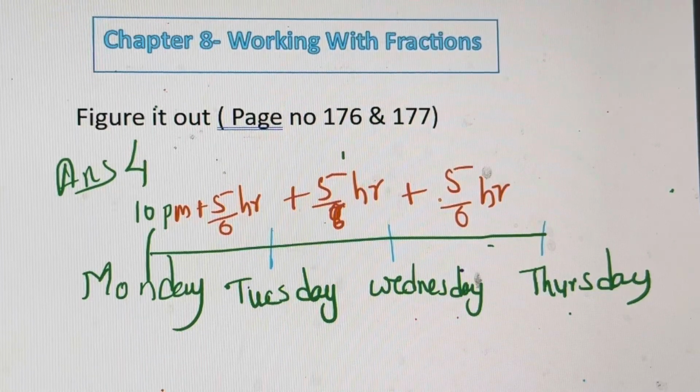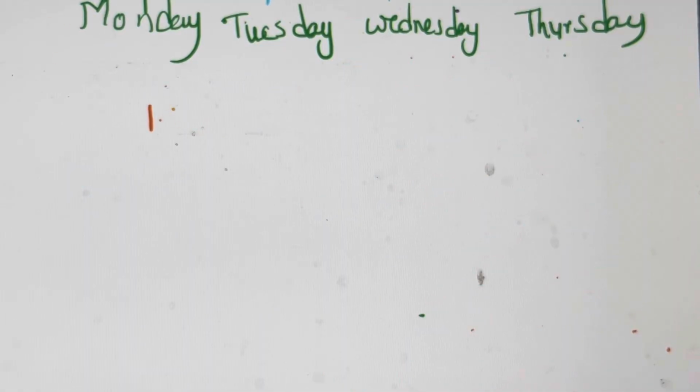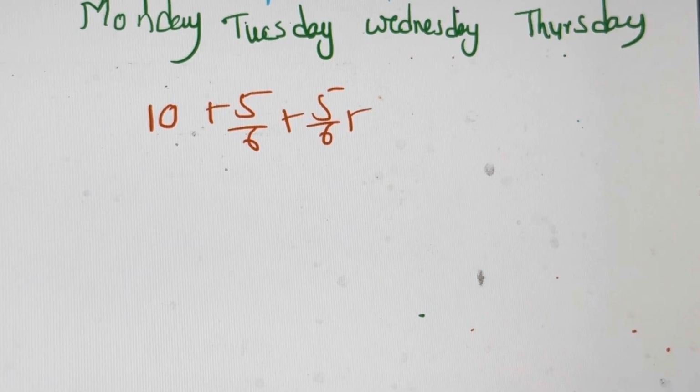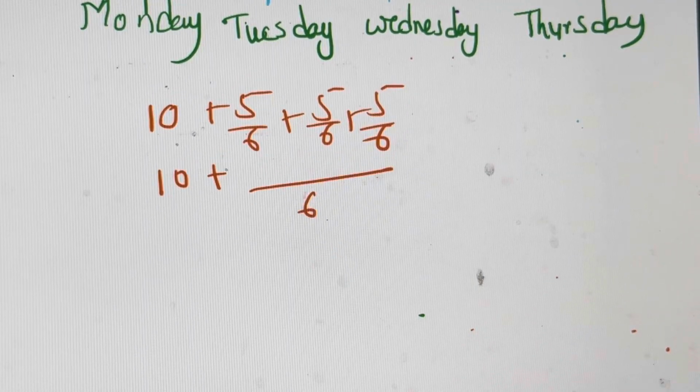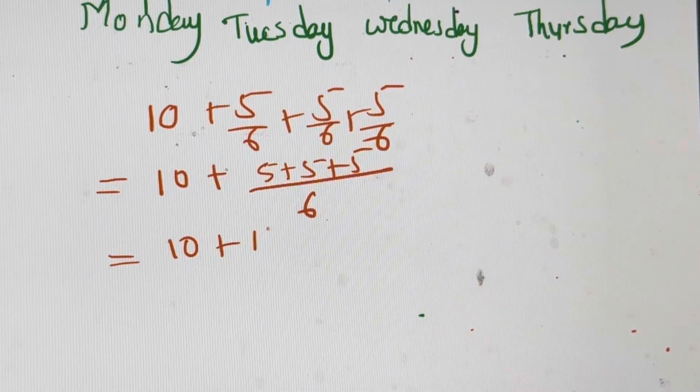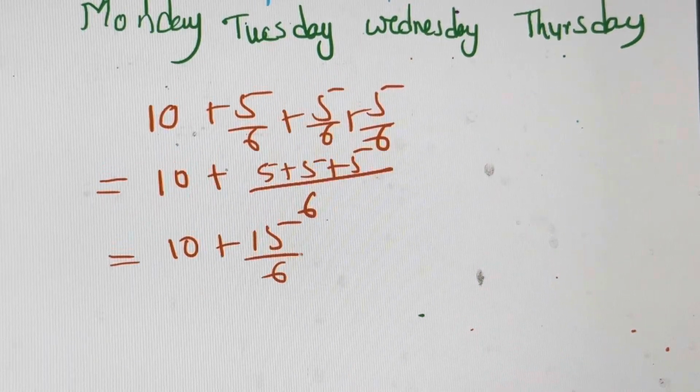So first let us do the calculation. 10 plus 5 upon 6 plus 5 upon 6 plus 5 upon 6, because we are finding for Thursday. Now we keep 10 aside, and the LCM of this is 6, right? And 5 plus 5 plus 5, the LCM is the same. So we just add 5 plus 5 plus 5, which is 15. So what do we get? 10 plus 15 upon 6. So after 10 p.m., we have to add 15 upon 6 hours.